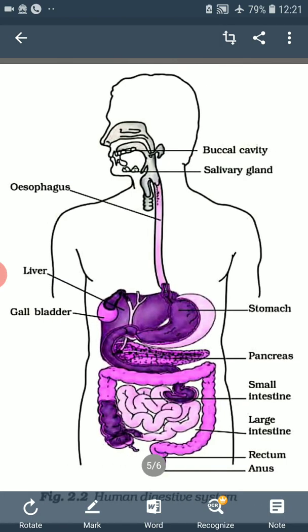Okay, in the next figure, as you are able to see, we have started from the buccal cavity, जहाँ पे salivary glands होते हैं. And what is the work of the salivary glands? Salivary glands release saliva. Okay, and this saliva contains enzyme, है ना, which break down the starch into sugar in the mouth.